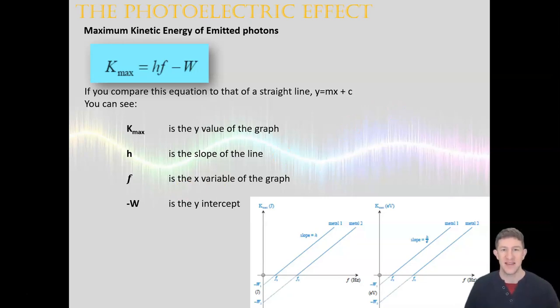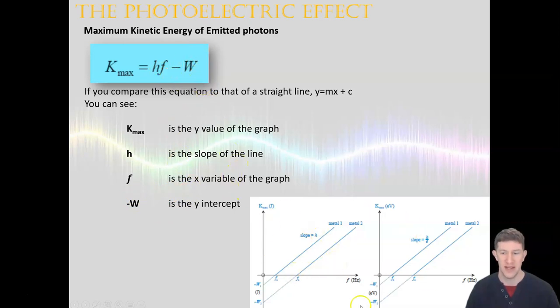If you compare this equation to that of a straight line, y equals mx plus c, you can see that in this case Kmax is the y value, h is the slope of the line, f is the variable because we're changing the frequency of light in this situation, and the negative W is the y-intercept, to say that it crosses at minus W.